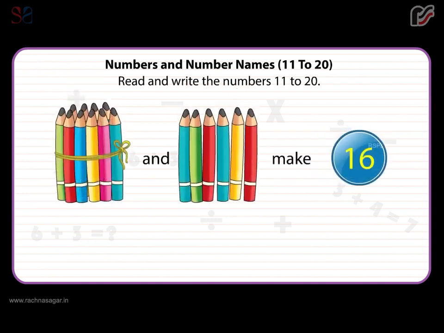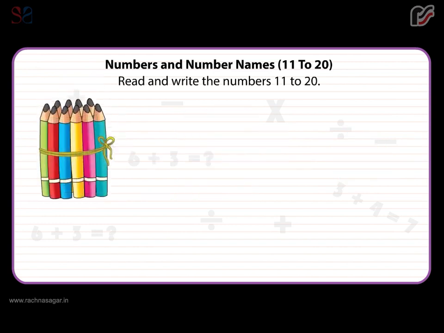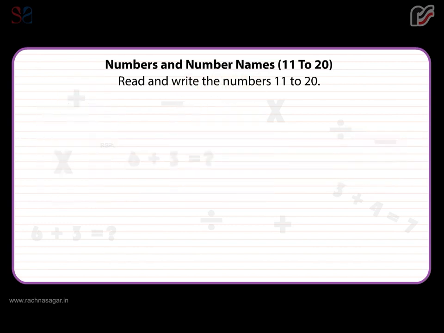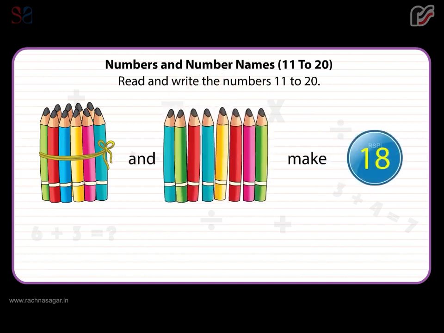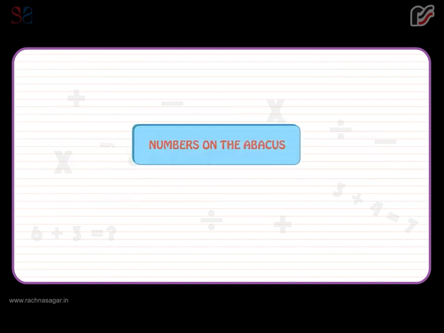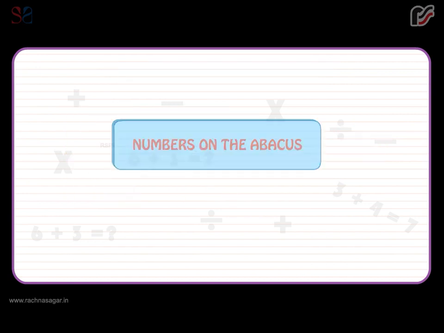10 and 6 make 16. 10 and 7 make 17. 10 and 8 make 18. 10 and 9 make 19. 2 tens make 20. Numbers on the abacus.